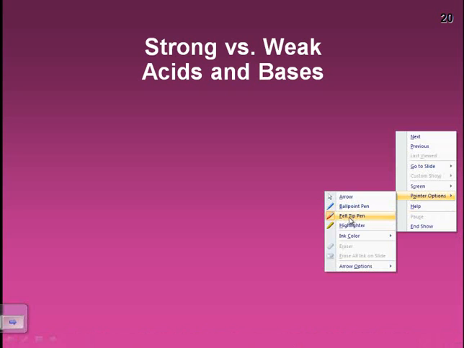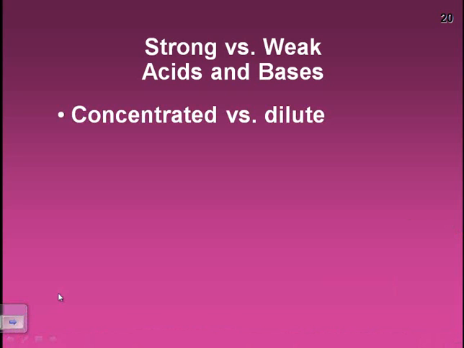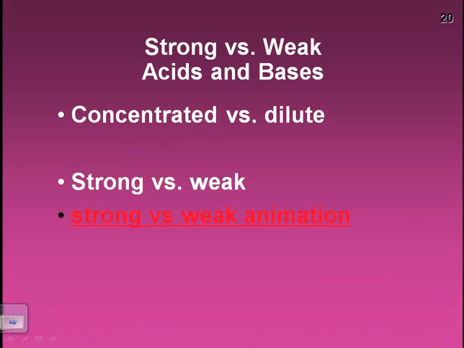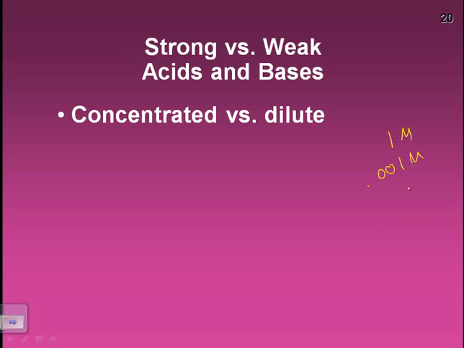Okay, in this podcast we're going to take a look at strong and weak acids and bases. Now, it's easy to confuse the terms strong and weak with dilute and concentrated. If I have a dilute versus a concentrated acid, you're talking about whether I have a 1 molar or a 0.001 molar or a 10 molar. These tell me whether it's dilute or concentrated.